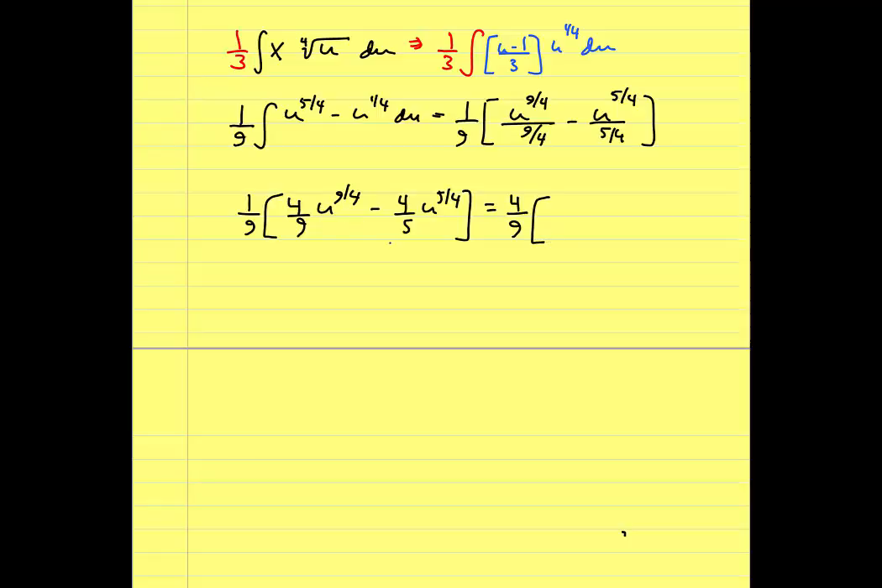I also have a u that I could pull out. Let's pull the u out too. I have u to the 5/4 that I could pull out. So then I'd be left with 1/9 u to the first, because 5/4 plus 4/4 is 9/4, minus 1/5. And then the rest of this is just a bunch of fun algebra.